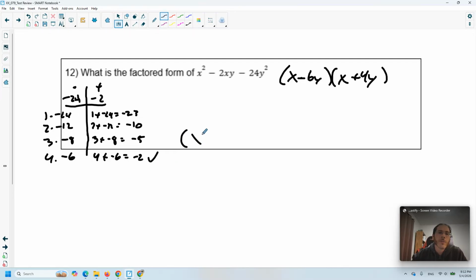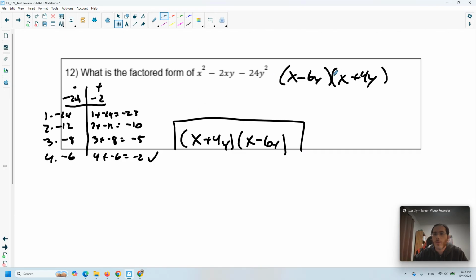That's the important thing. So x plus 4y, x minus 6y. And that's it. So we're at the end there. Again, you can jump right to the answer if you can see it. You may not even need to do all of these ones. You may be able to kind of jump around, but that's what we got for 12.